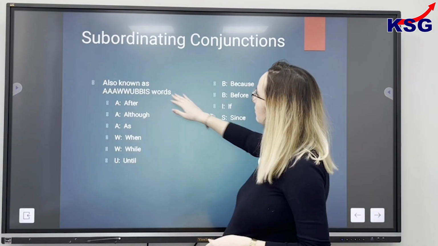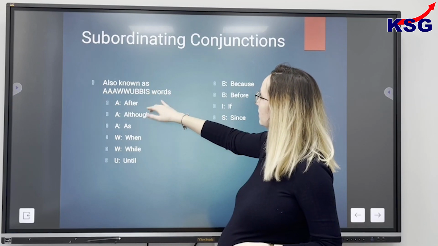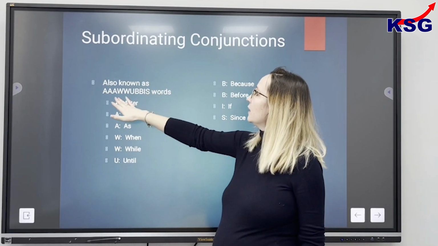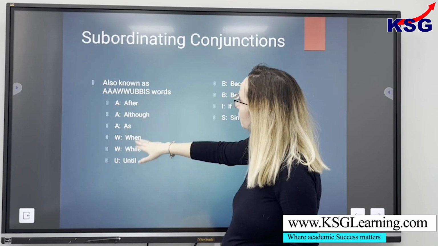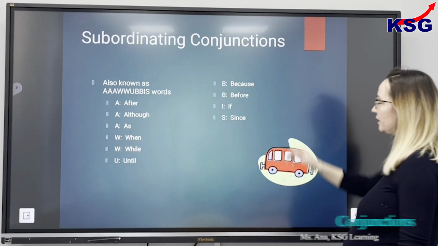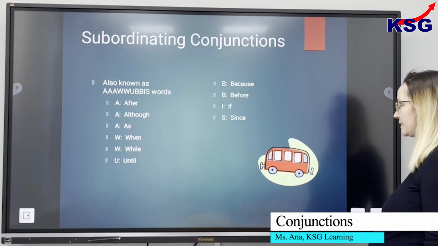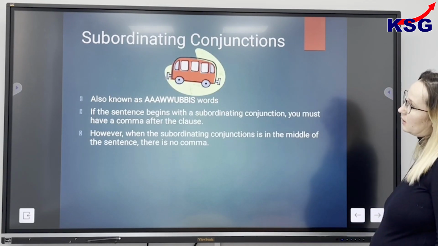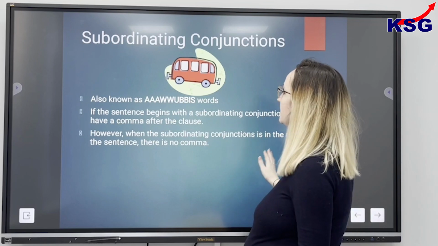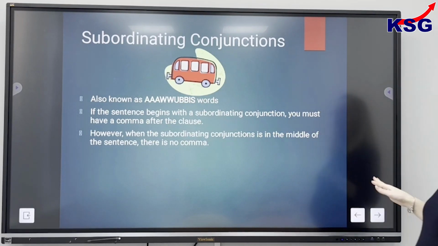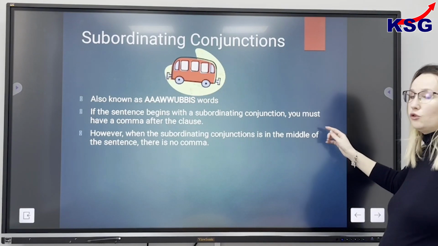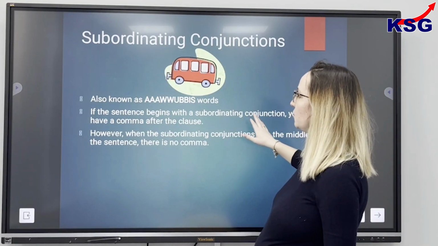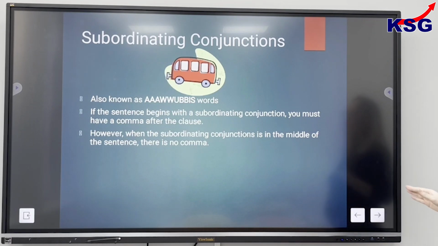And you have here, also known as AUBIS words: after, although, as, when, while, until, because, before, if, and since. If the sentence begins with a subordinating conjunction, you must have a comma after the clause. This is really important, you need to remember that. However, when the subordinating conjunction is in the middle of the sentence, there is no comma.